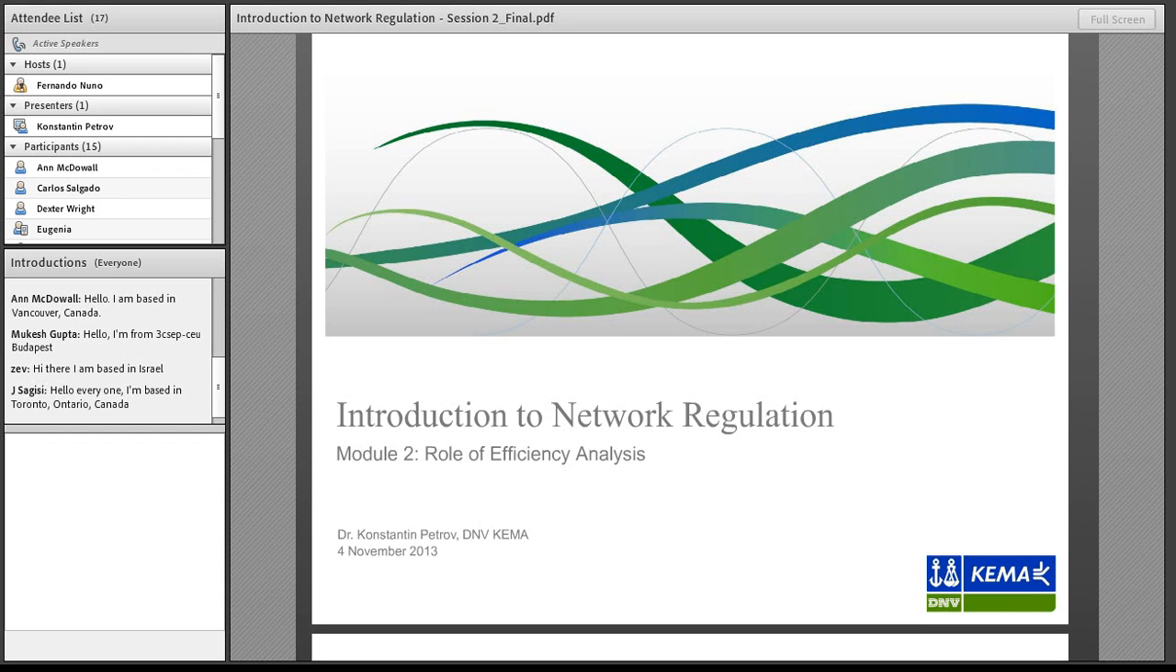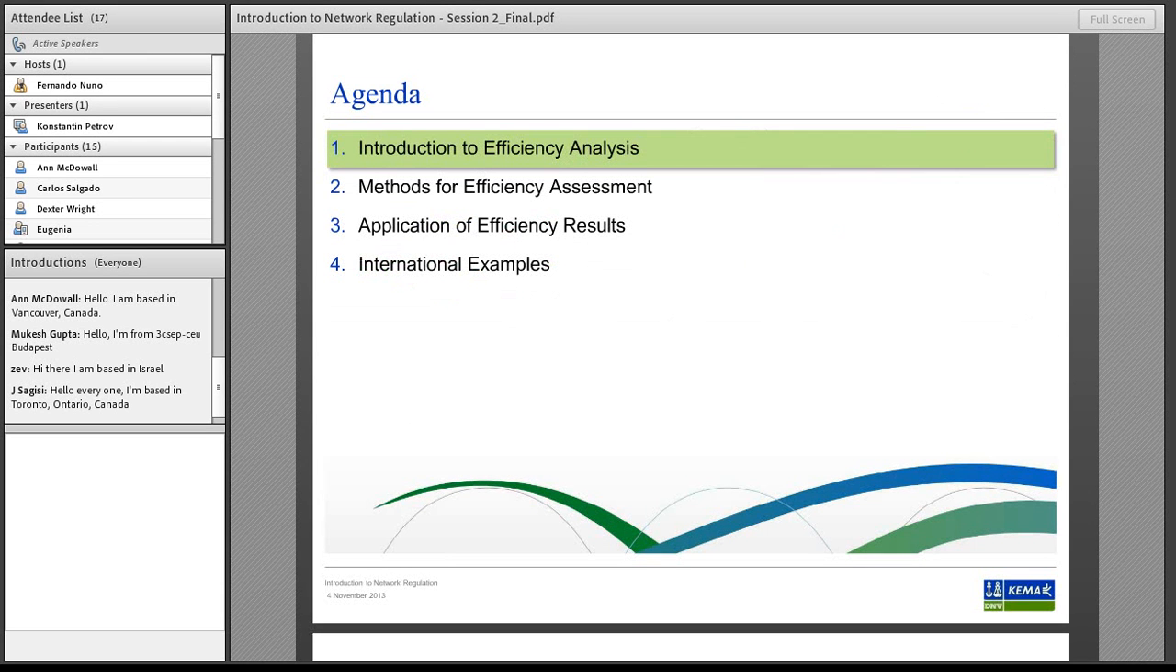And exactly that's the purpose of the presentation today: to look a bit more at the specifics and say exactly what efficiency analysis is, how it is used in practice, what the models are, what the application of the efficiency assessment is, and then to look at international practice, with some examples observed in European jurisdictions in the last decade or even longer.